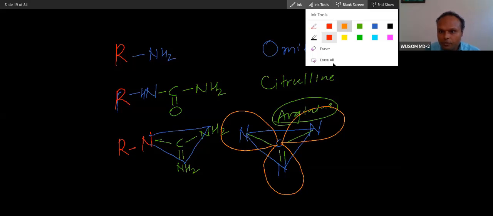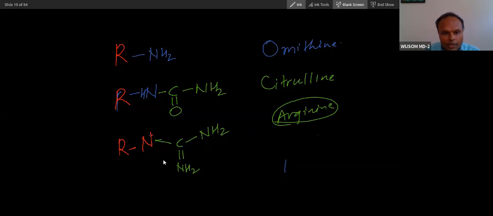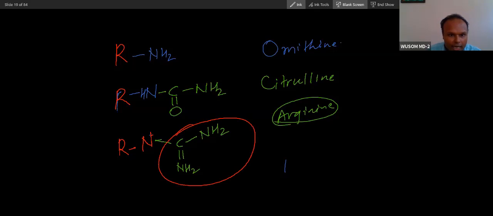Now I will tell you one thing. What will happen is this arginine will release this group, and this will convert into ornithine. You can see NH2 in between. Can you see C?